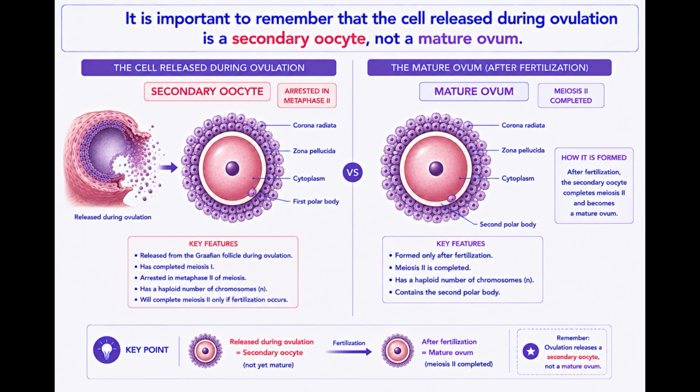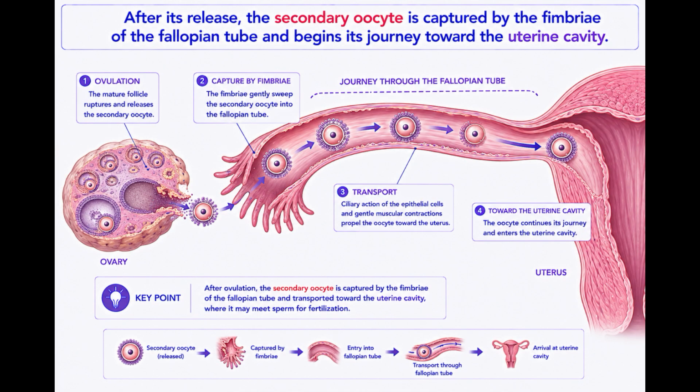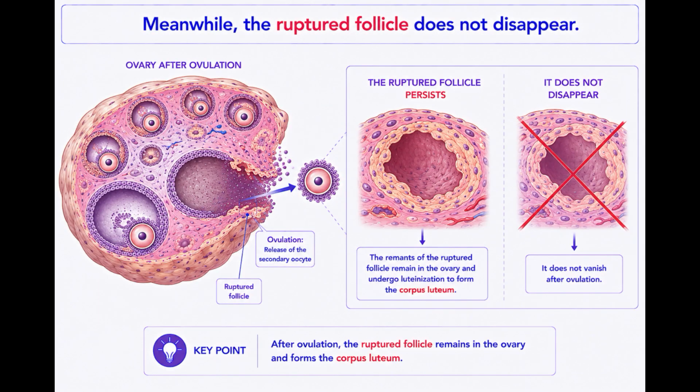It is important to remember that the cell released during ovulation is a secondary oocyte, not a mature ovum. A true ovum is formed only after fertilization, when meiosis 2 is completed. After its release, the secondary oocyte is captured by the fimbriae of the fallopian tube and begins its journey toward the uterine cavity. Meanwhile, the ruptured follicle does not disappear.